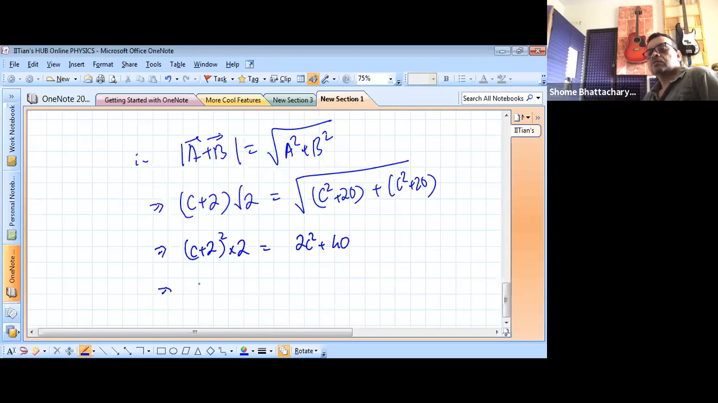So C square plus 4C plus 4, into 2, should be equal to 2 times C square plus 40.